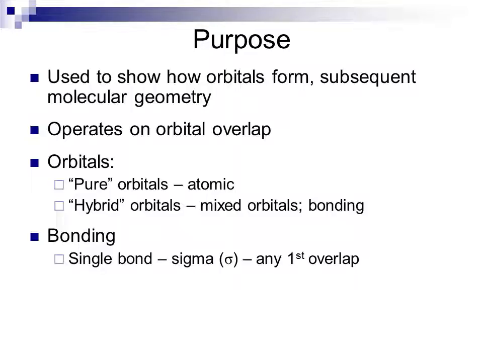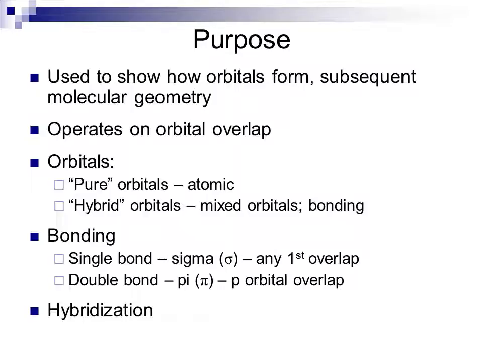Now, looking at bonding, there are multiple types of bonding that we deal with, right? There are single bonds, there are double bonds, there are triple bonds. A single bond is called a sigma bond. Any first overlap between two atoms is a single sigma bond. If I'm forming a multiple bond, like a double bond or a triple bond, these bonds are called pi bonds, and they occur from p orbital overlap. While a sigma bond can be formed from overlapping pretty much any orbital, pi bonds form from the overlap of p orbitals.